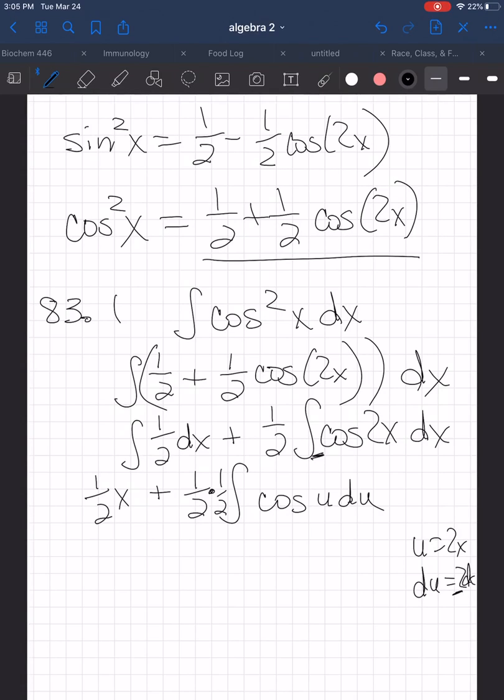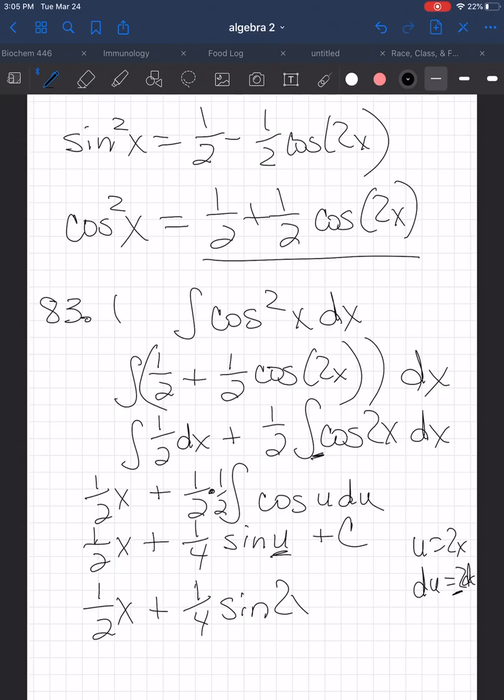All right, so we have 1/2 x plus 1/4. What's the integral of cosine u? Yes, it's sine u, and then don't forget your plus c because it's not a definite integral. And then the last thing we do is we plug back in for the u. So 1/2 x plus 1/4 sine of 2x plus c. All right, so that's not too bad. Let's go on to the next one.